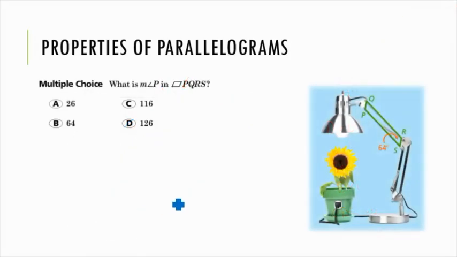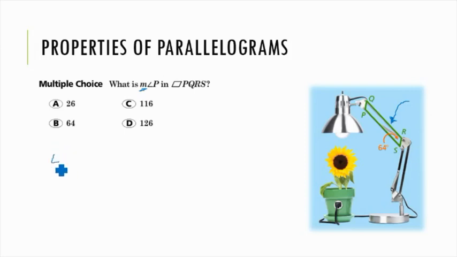Now here's an example where you might have to use the properties that we just discussed to conclude an answer. It's asking, what is the measure of angle P? The M means measure. What is the measure of angle P in PQRS, which is this parallelogram right here? We see that angle S is 64. How is angle P related to angle S? Well, they're consecutive. So we're going to use the property that consecutive angles are supplementary if the quadrilateral is a parallelogram, and it's given to us that it is.